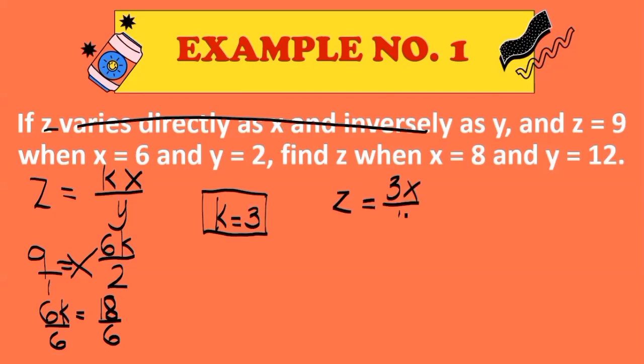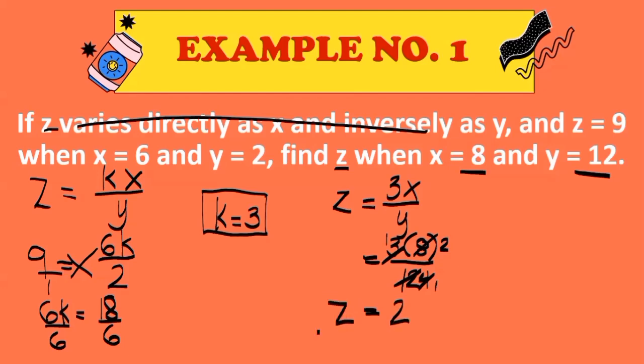Now that you have k is 3, the equation now is z equals 3x over y. Find z when x is 8 and y is 12. So, replace x now with 8, all over the value of y, which is 12. So, 3 times 8, or you can just cancel. 3 divided by 12, that's 1, and this is 4. Then 8 divided by 4, this is 2, and 1. 2 divided by 1, the answer is 2. So, the value of z is 2.